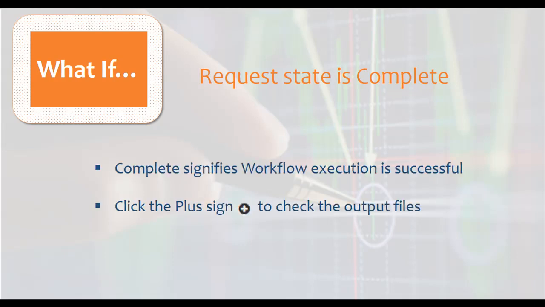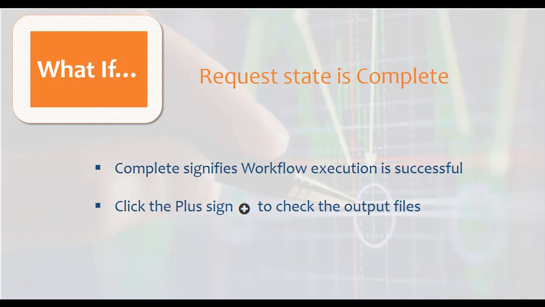Lastly, let's discuss what to do if you encounter a request in the complete status. The complete status indicates that the execution of the workflow has been successfully finished. Upon completion, you will have access to the output files and other relevant details. To view and download these files, you can click on the plus sign next to the request to expand the details. This will provide you with the necessary information, including the option to download the output files generated during the execution.